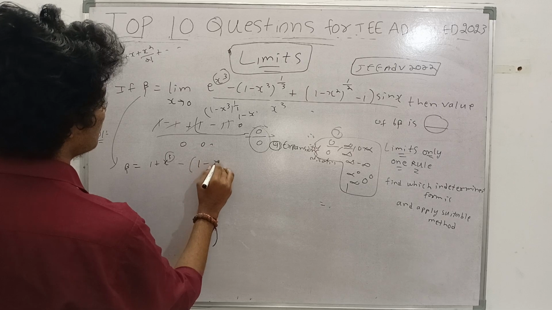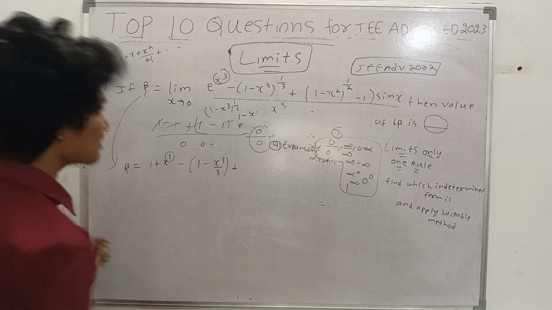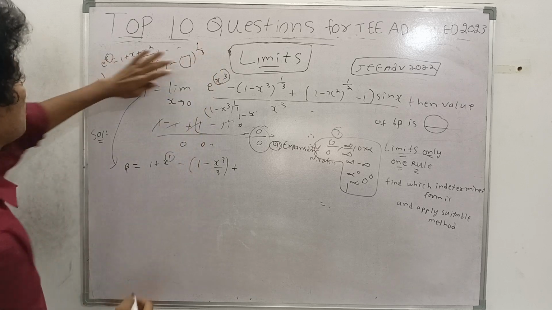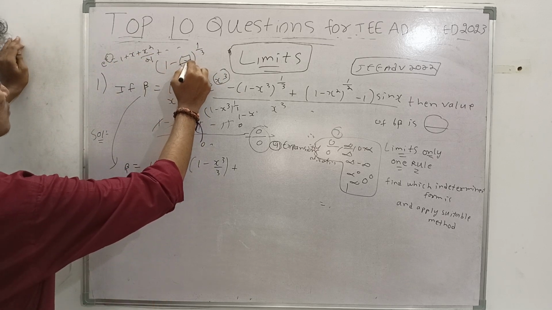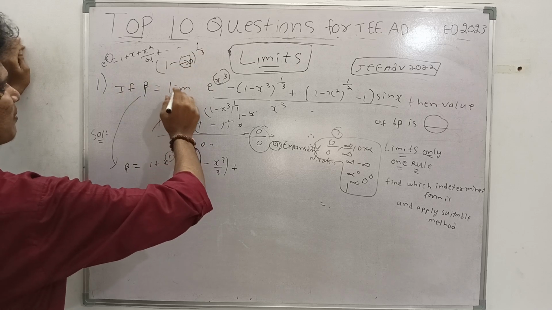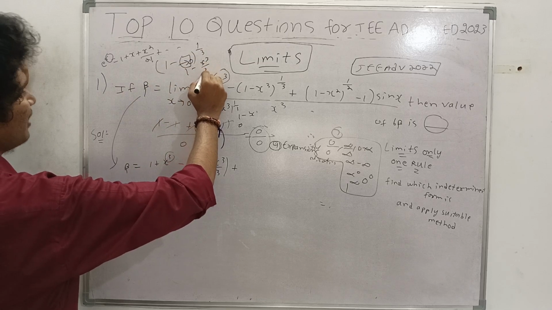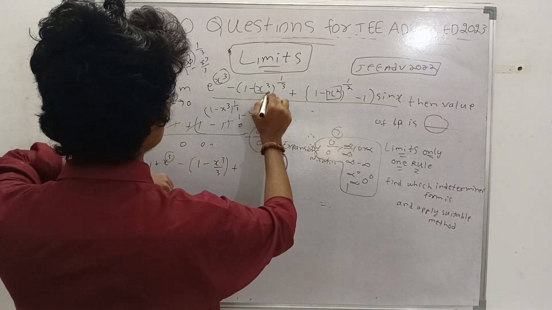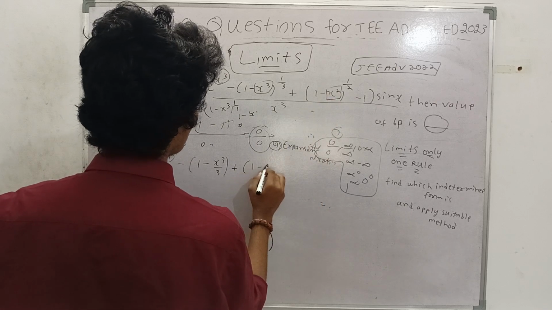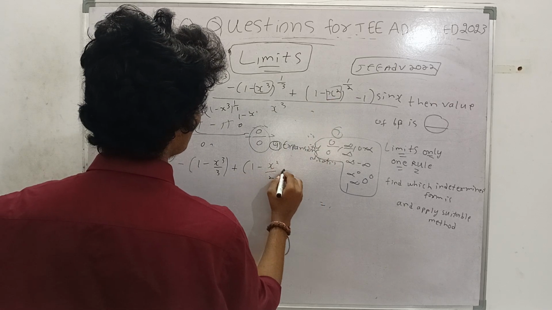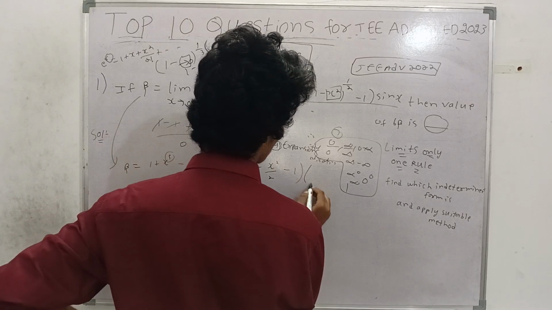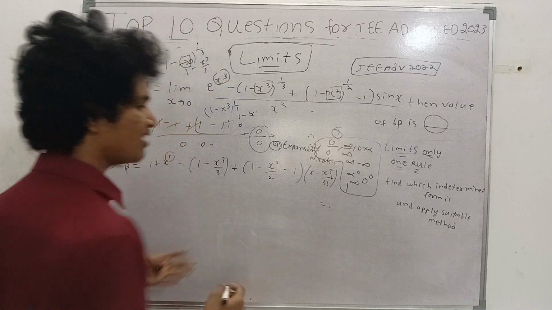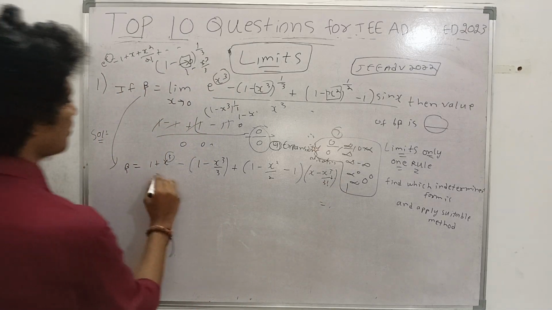So it will be 1 minus x cube divided by 3 plus, because when this box is tending to 0, I can apply the binomial approximation and I can write x cube divided by 3. It is over now, and here again, because x is tending to 0, this is also tending to 0. So I can write here 1 minus x square divided by 2 and here minus 1. And what is the sin x expansion? Sin x expansion is x minus x cube by 3 factorial and so on. But there is no advantage of taking more than that.